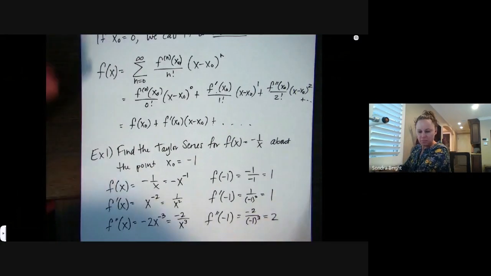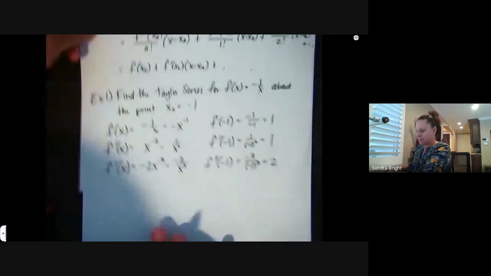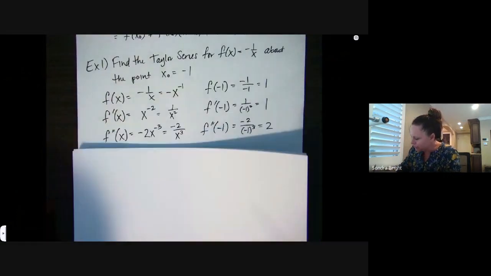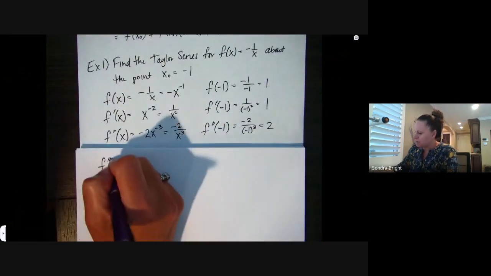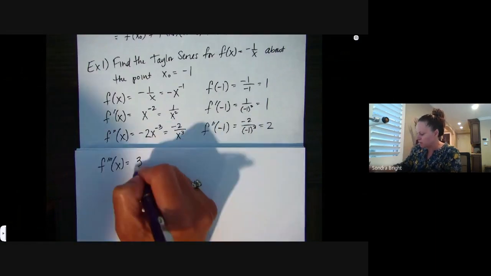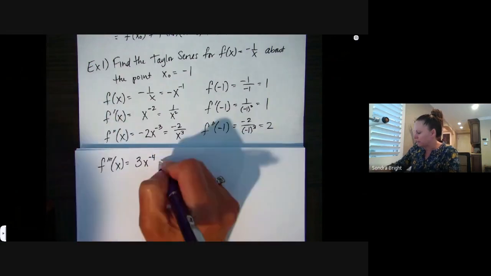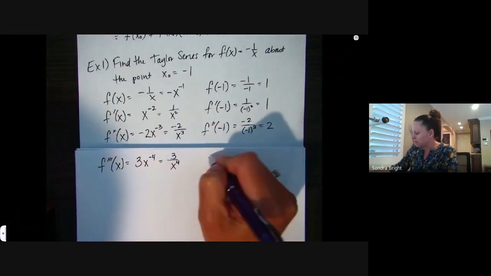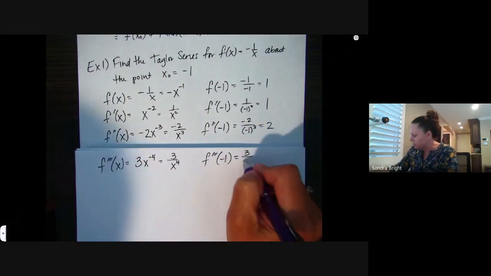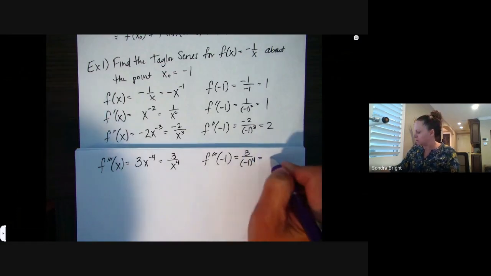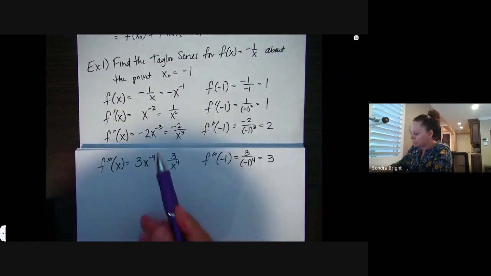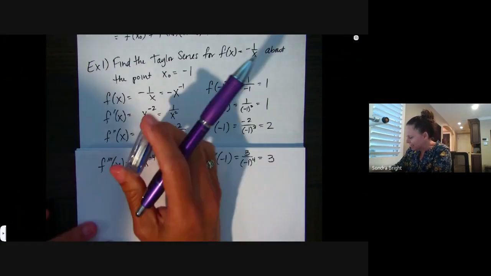Did it say how many it wanted? Let's definitely do at least the third degree. All right, so third derivative at x would be popping this guy in front. A negative times negative 3 makes it a positive 3, x to the negative 4, which is a 3 over x to the 4th. So the third derivative, evaluated at negative 1, would be a 3 over negative 1 to the 4th, which is a positive, lying to you. Negative 3 times negative 2 is a positive 6. Because I know how to multiply. Sure.